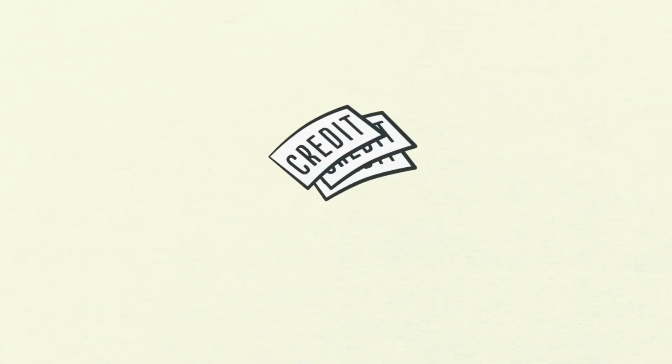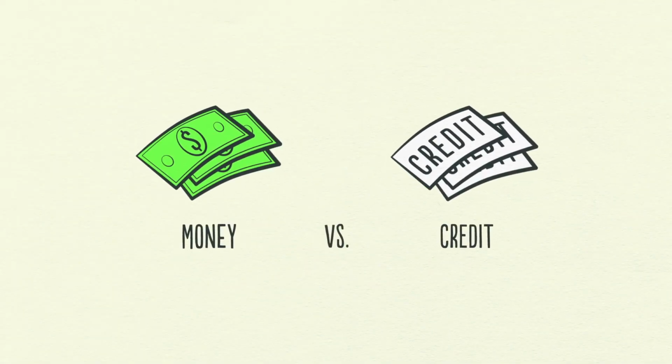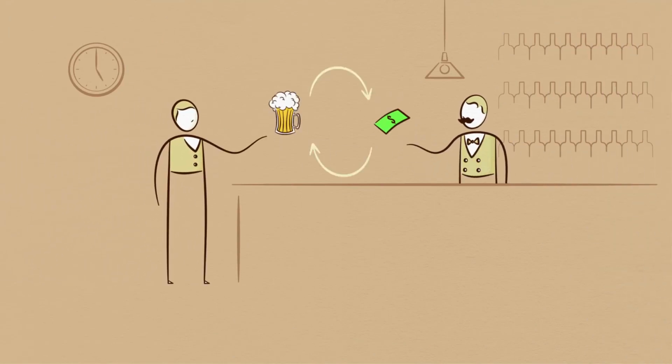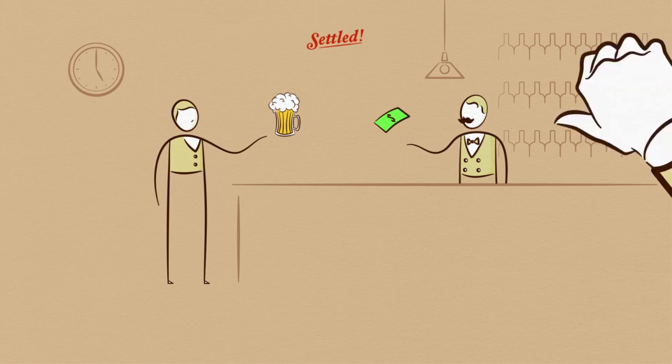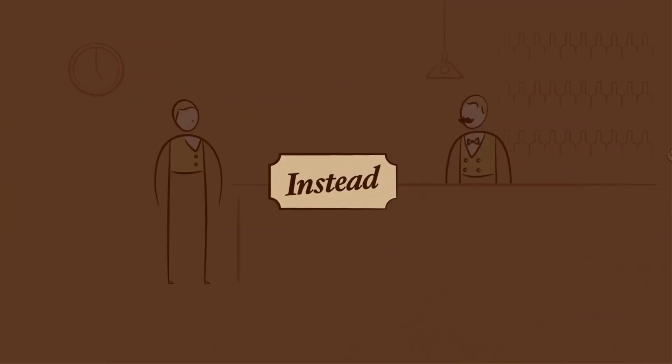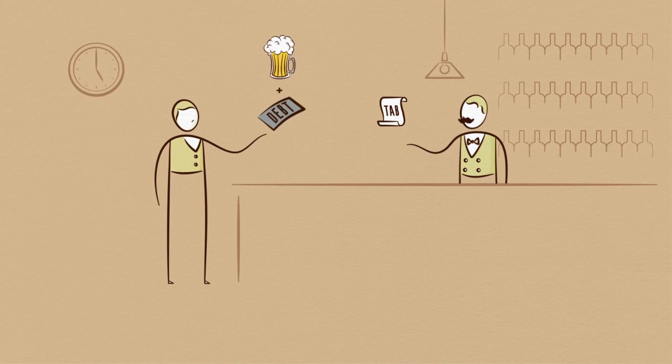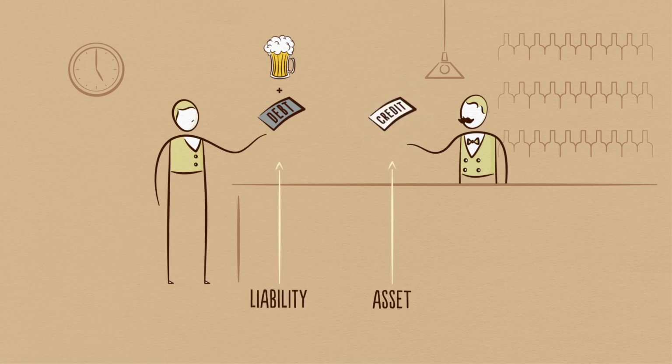This makes credit different from money. Money is what you settle transactions with. When you buy a beer from a bartender with cash, the transaction is settled immediately. But when you buy a beer with credit, it's like starting a bar tab. You're saying you promise to pay in the future. Together, you and the bartender create an asset and a liability. You just created credit out of thin air.